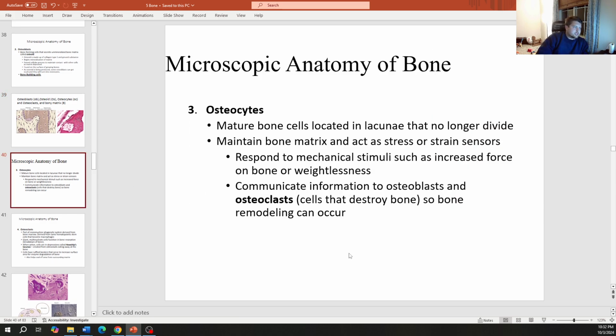Now the osteocytes, those are the mature bone cells located in structures called lacunae. We are going to talk about lacunae a little bit later when we talk about some of the other structures. Their job is to maintain the bone matrix as well as act as stress or strain sensors. They communicate with the osteoblasts, with the osteoclasts, with the other structures to let everybody know what's going on within the bone, what pressure is happening, what stressor is happening, so that way the bone can appropriately respond.